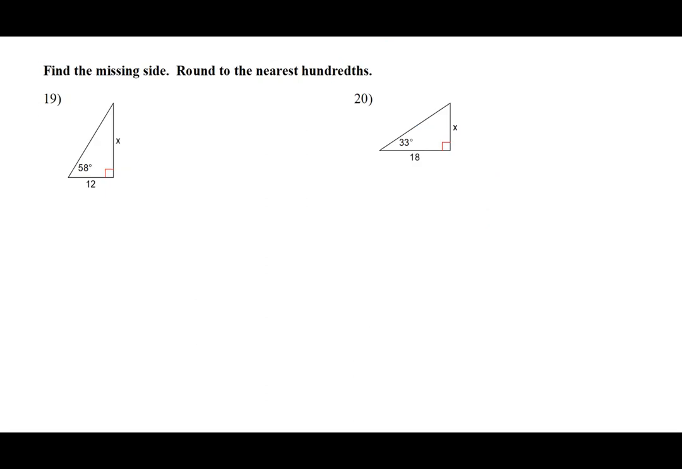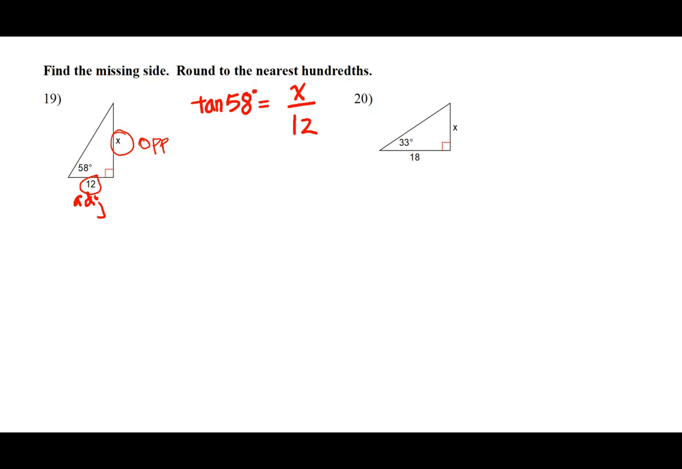And then number 19, find the missing side. We're looking for x, but you still need to start with figuring out which one's the opposite. So angle is 58, so across from 58, x must be the opposite, 12 must be the adjacent. So we'll start with the formula, tangent of the angle, tangent of the 58, has a little degree sign, equals opposite side over adjacent side, x over 12.